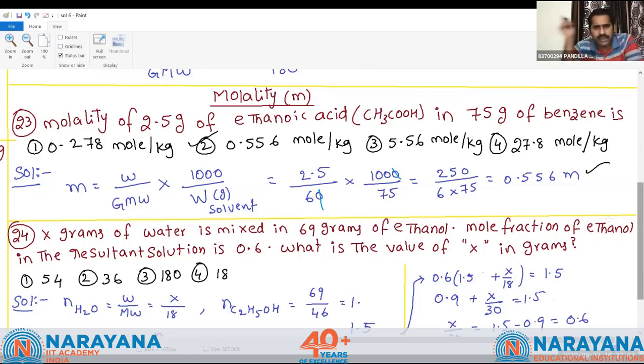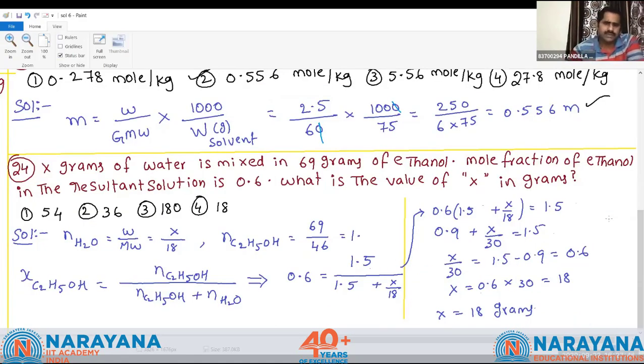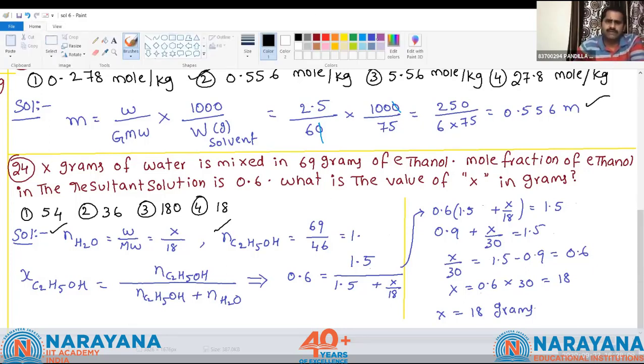Now the question related to the 24th. X grams of water is mixed with 16 grams of ethanol. The mole fraction of ethanol in the resultant solution is 0.6. What is the value of X in grams? Students, please observe here. First I calculated the number of moles of water, weight by gram molecular weight, X by 18, because X is the weight given in the problem. Next, ethyl alcohol: the weight is 16 grams and the molecular weight is 46.